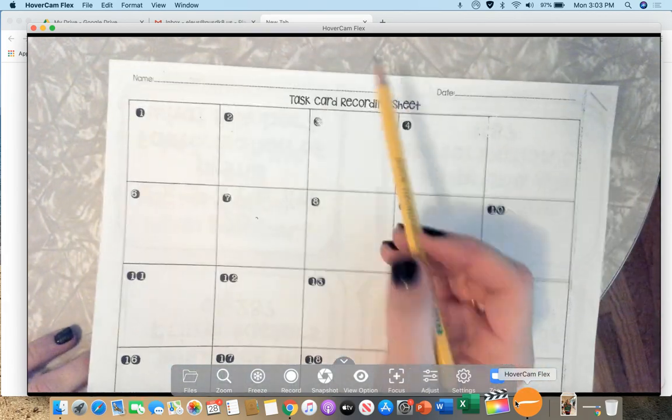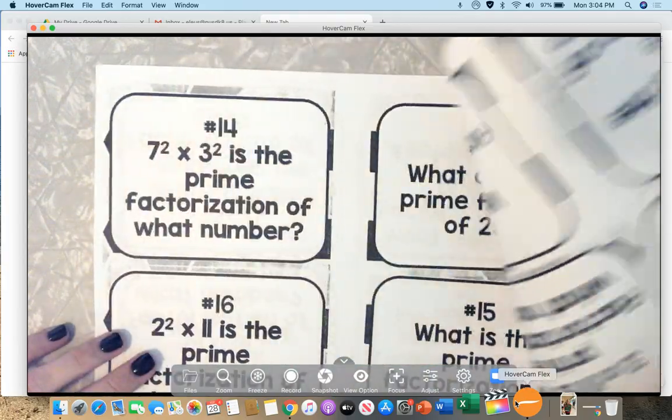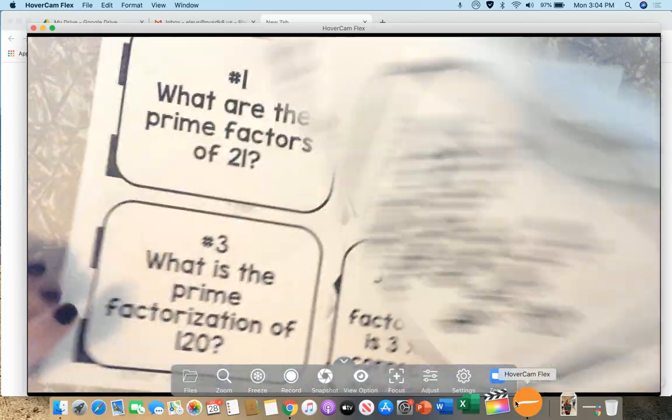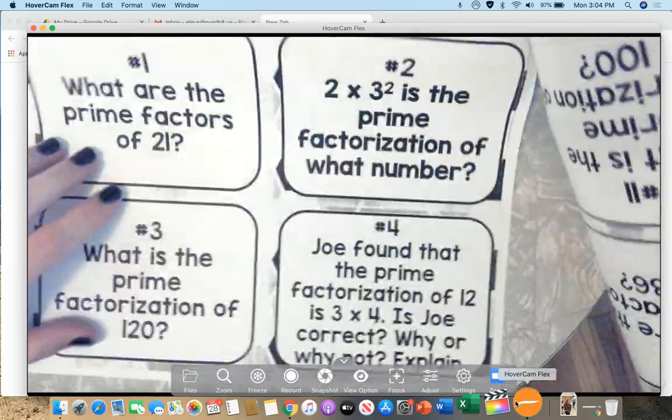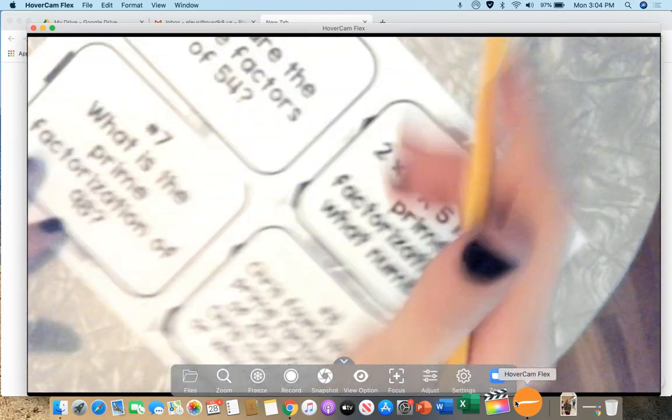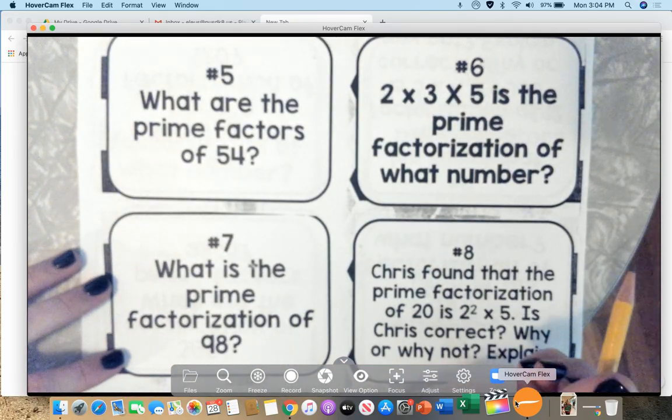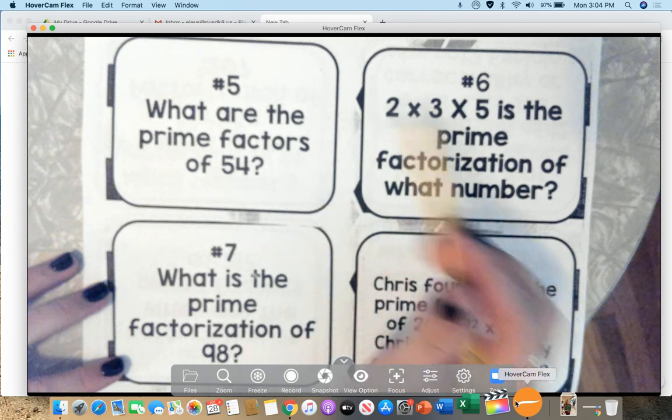So it looks like this. This is your answer sheet, and then inside you'll see all these task cards. It looks like a lot, but they're just really big, and it's really just a review of prime factorization. So what I'm going to do is go through and do some examples.